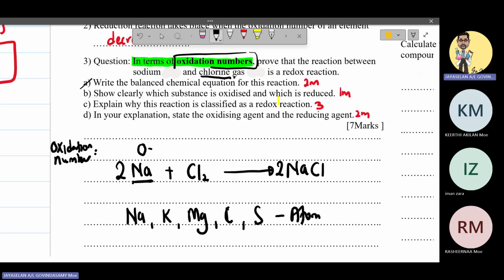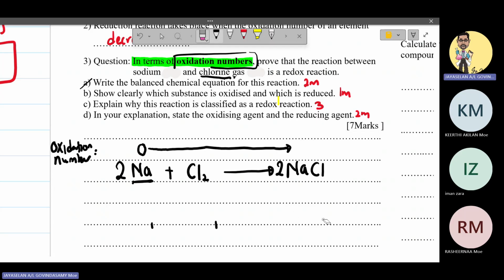When you go here, now sodium, you bring the arrow to sodium. Sodium. Okay, can I do it like this? Okay, this I erase. Now, what is the oxidation number of sodium here? I said you already underlined it, right? So what do you do? Sodium, put X, plus chloride.